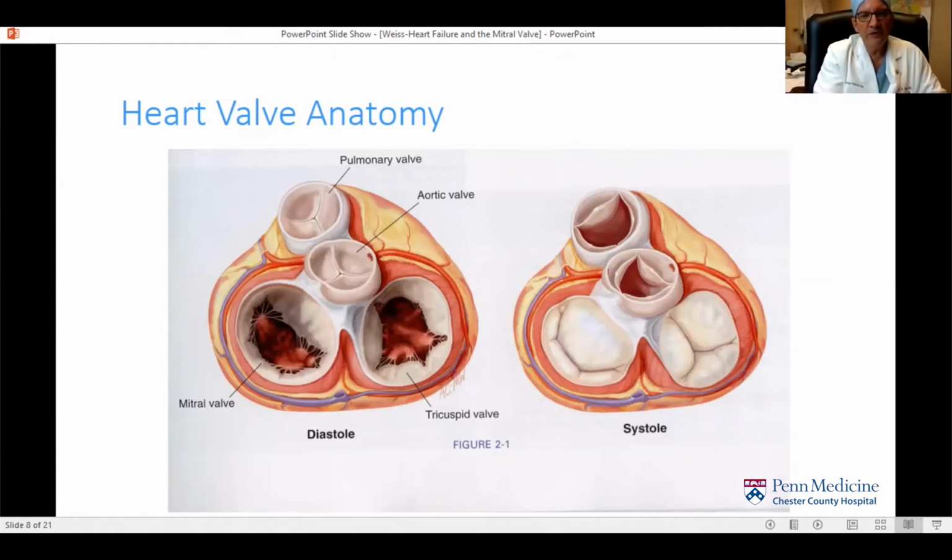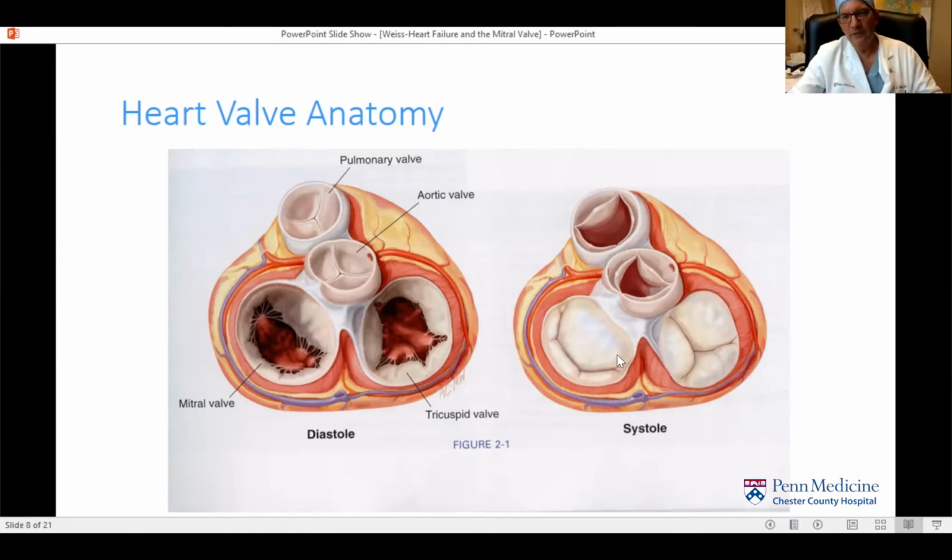In the picture on the left, the heart is relaxing and receiving blood. On the left, through the mitral valve, it's receiving blood from the lungs. On the right, the tricuspid valve is receiving blood from the body, and it's filling the two chambers, the left ventricle and the right ventricle.